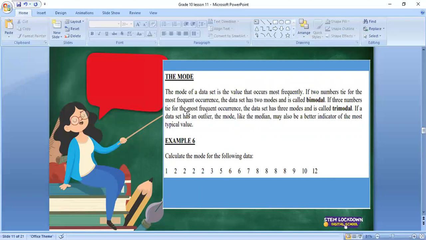If three numbers tie for the most frequent occurrence, the data set has three modes and is called trimodal. So you can have bimodal data and trimodal data, where those values have the same frequency and occur the same number of times. Again, the mode is the one that occurs the most in the data set. The number that occurs the most is called the mode.